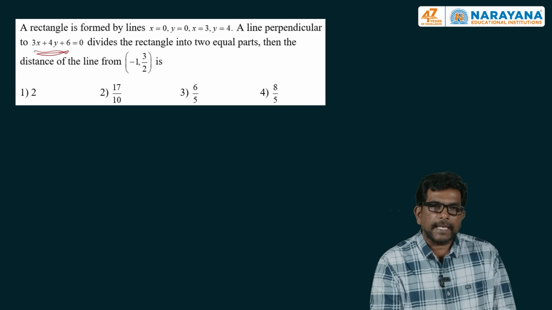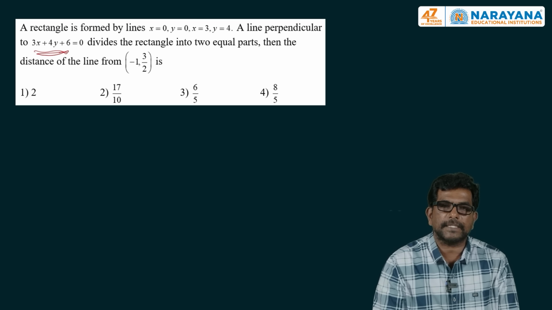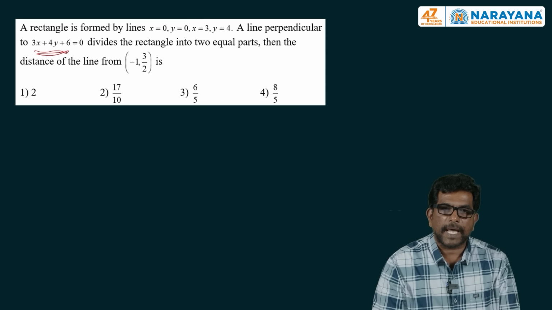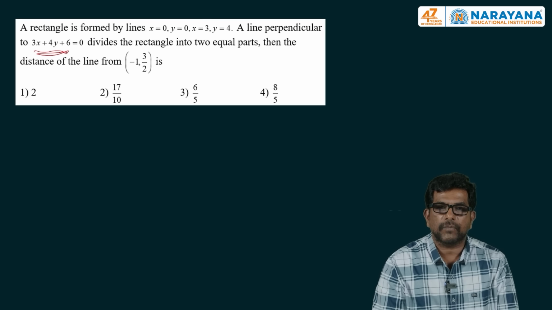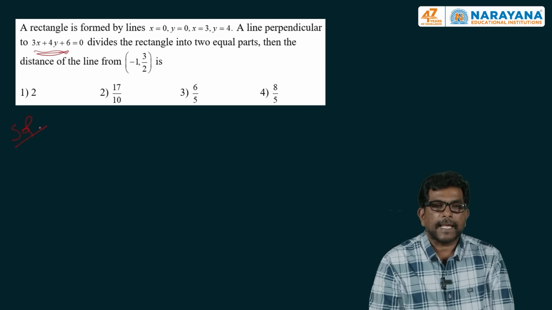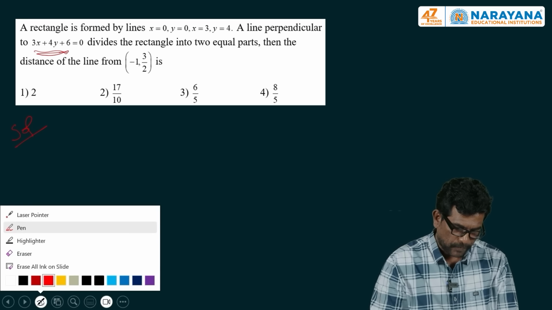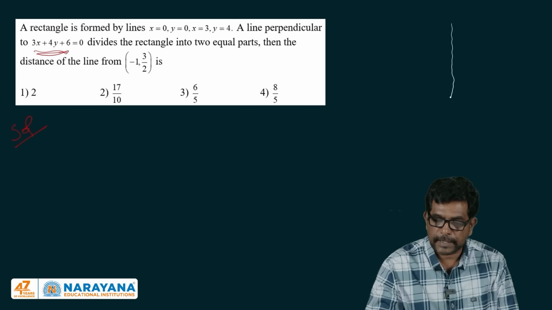Now a rectangle is formed by the lines x is equal to 0, y is equal to 0, x is equal to 3, y is equal to 4. X is equal to 0 means we know that it is the y-axis and y is equal to 0 is the x-axis, and x is equal to 3 is a vertical line, y is equal to 4 is a horizontal line. That is, by using the coordinate axes, one rectangle is formed. That is, the rectangle is like a coordinate system.